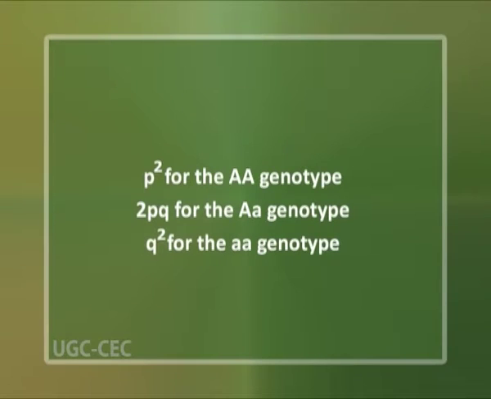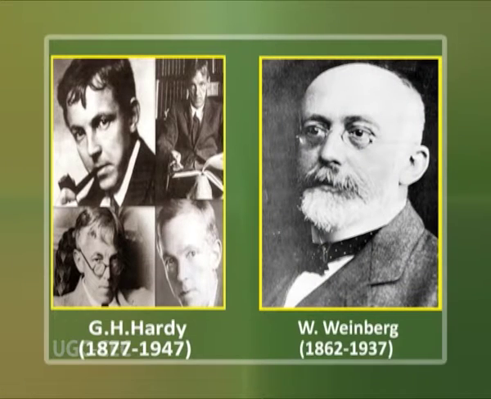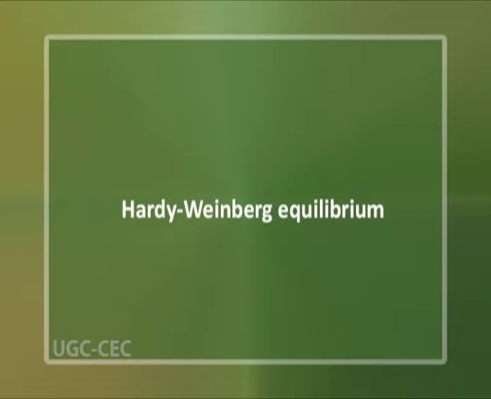If an infinitely large random mating population is free from outside evolutionary forces, then the gene frequencies will not change over time, and the frequencies in the next generation will be p square for the capital AA genotype, twice pq for the capital A small a genotype, and q square for the small aa genotype. The mathematical relationship between the frequencies of alleles and genotypes in the population was developed independently in 1908 by G.H. Hardy and W. Weinberg and is known as the Hardy-Weinberg equilibrium.